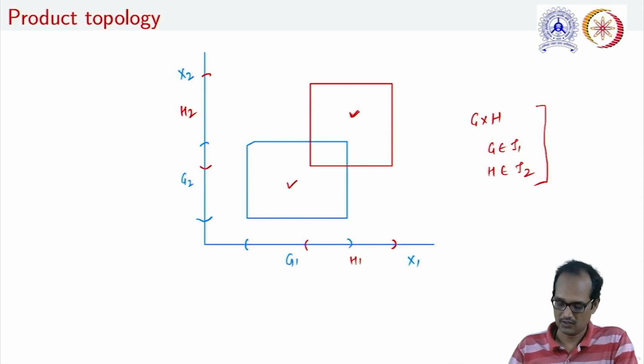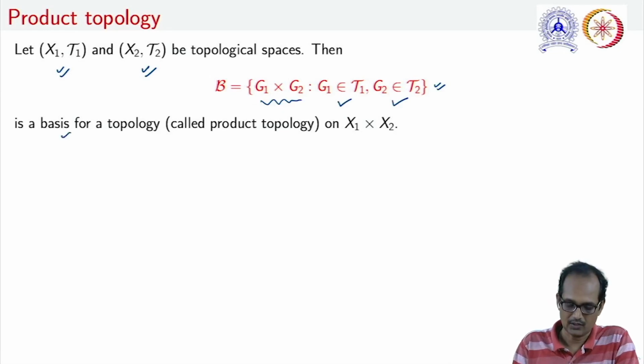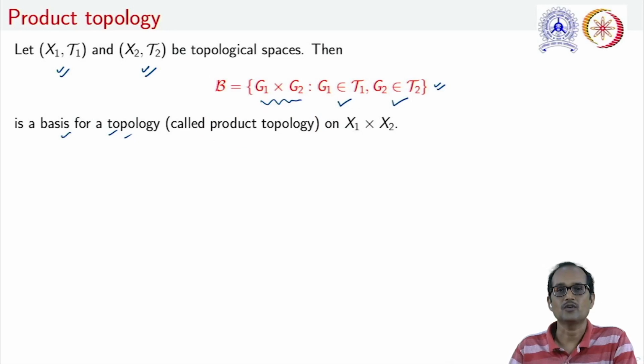So now the question is how to construct the topology on the Cartesian product of X1 and X2. Interestingly, this collection will form a basis for some topology on the Cartesian product of X1 and X2. Let us see it. If we have two topological spaces (X1, tau 1) and (X2, tau 2), take this collection, that is G1 cross G2, where G1 belongs to tau 1 and G2 belongs to tau 2. We can show that this is a basis for a topology, and the topology which we obtain is known as the product topology on X1 cross X2.